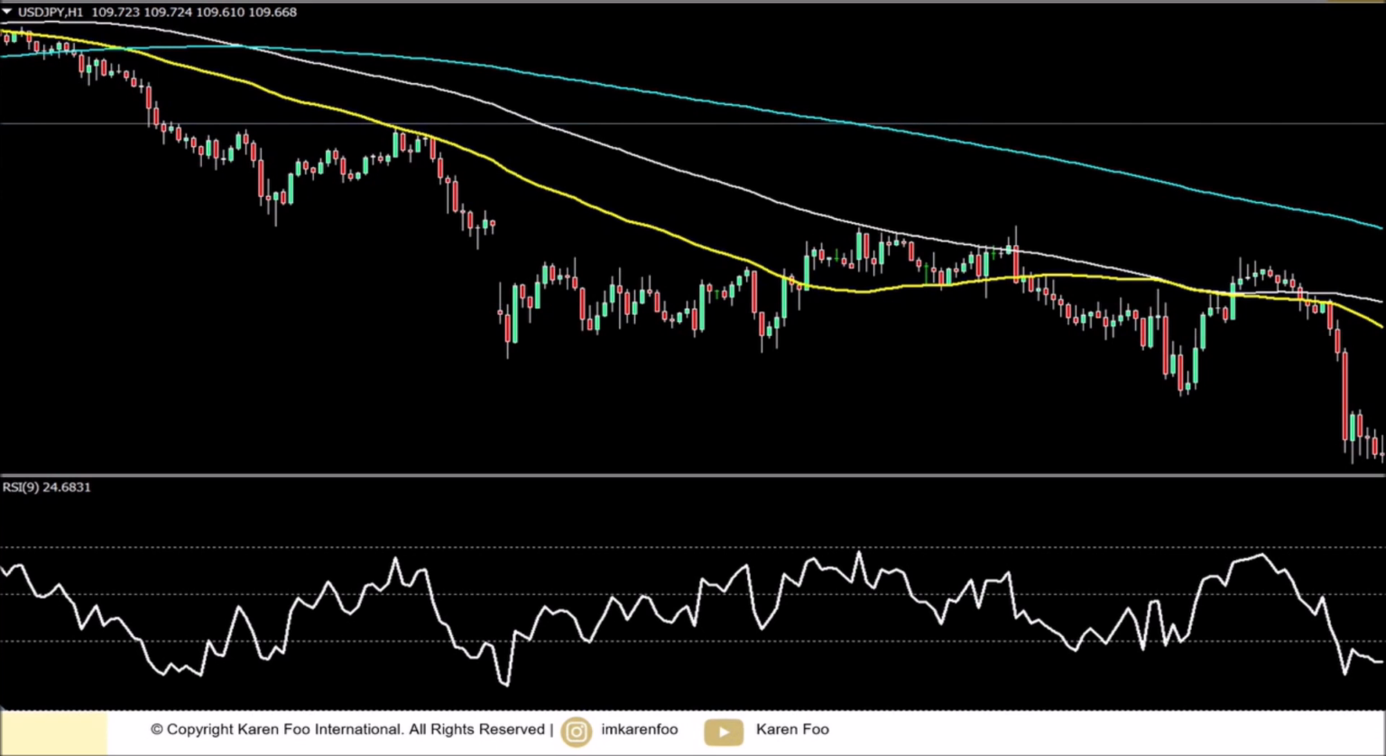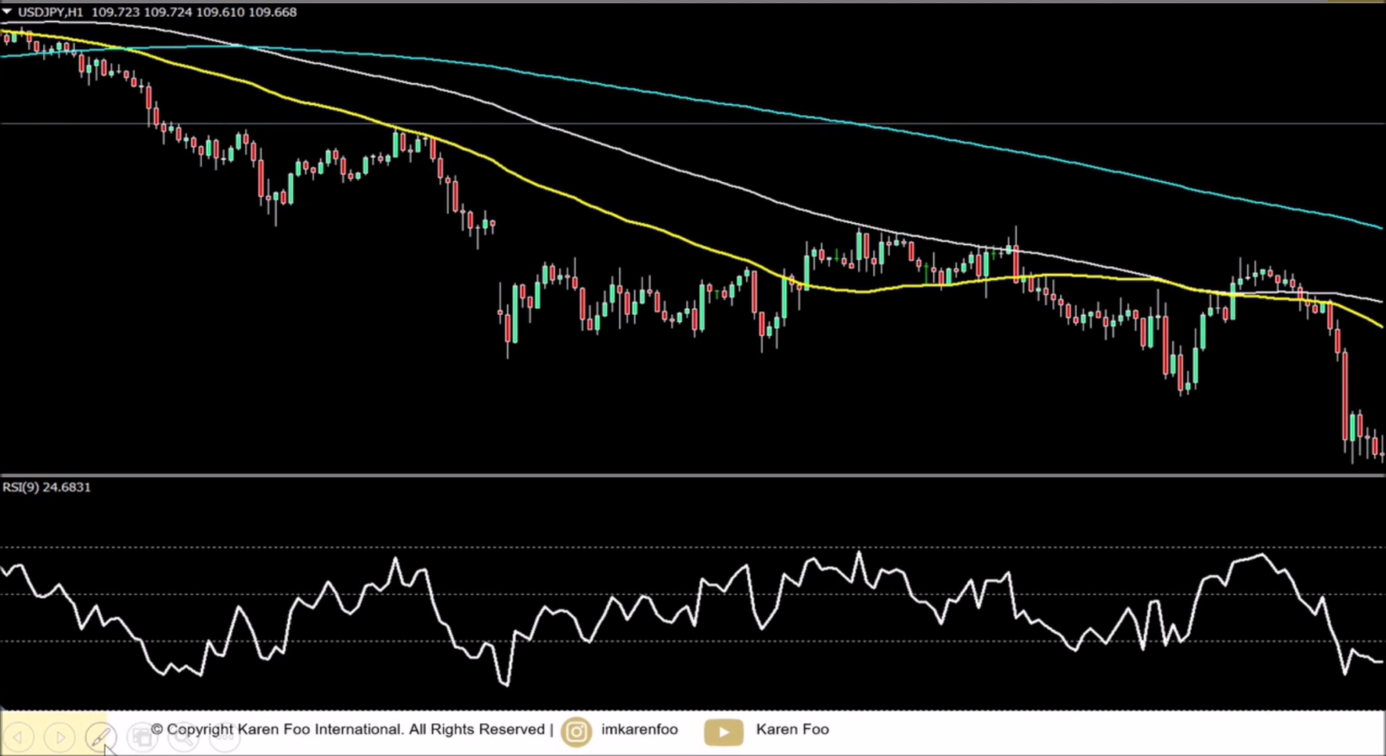Unless you're looking to pick tops and bottoms, you want to sell on an uptrend, it is not that high probability. So if you want to sell, sell at the downtrend. So example of a downtrend, just like this. Price came up over here, tested this 50 SMA.